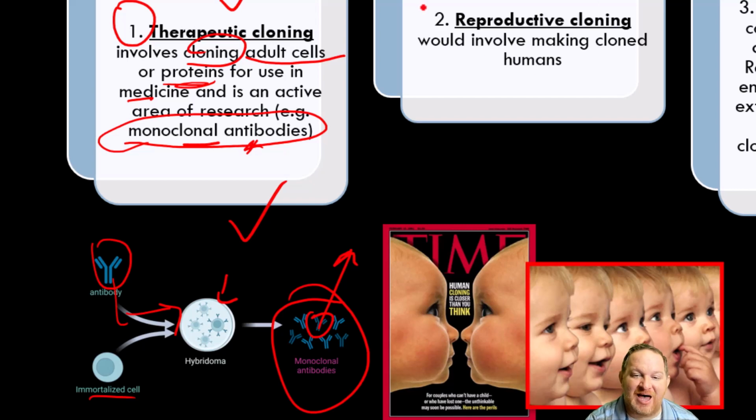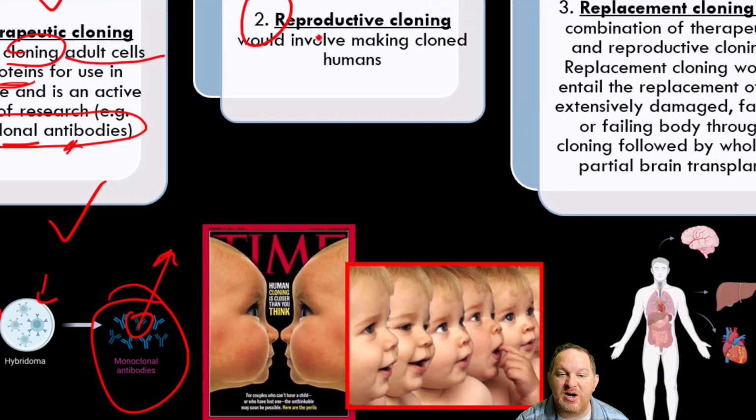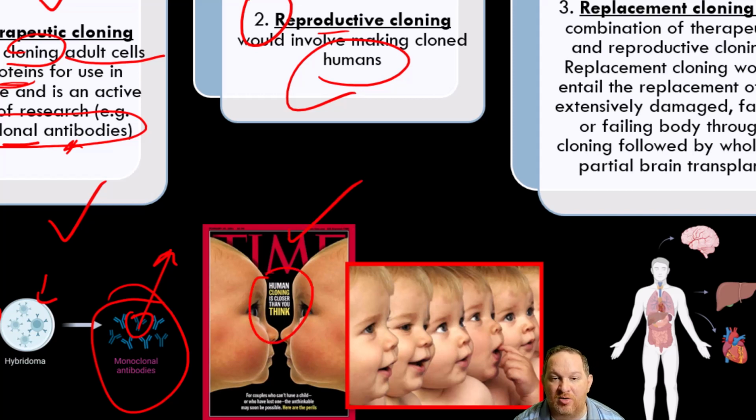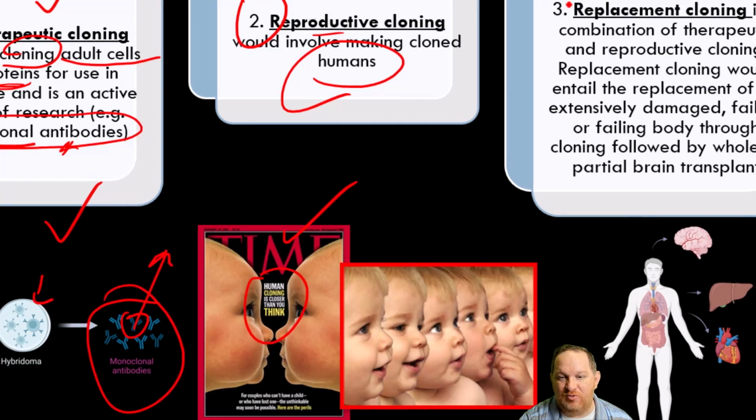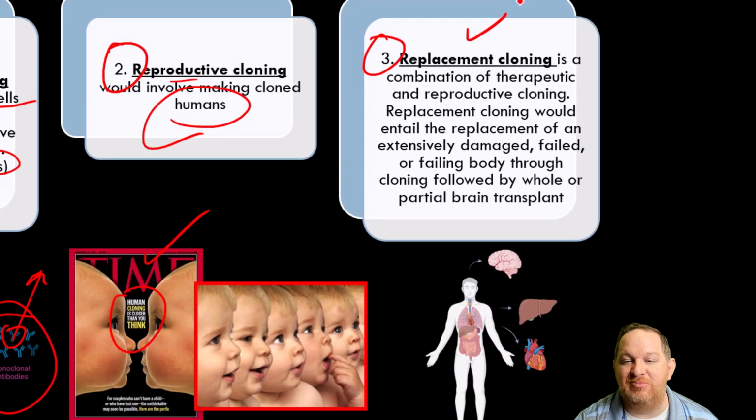Okay, so the second type is what you think of when you think of cloning, right? Reproductive cloning. This is making a whole new human that is a cloned representative of another human, right? So human cloning, closer than you think, right? Time article from several years ago. This is a highly ethical issue, right? That has a lot of debate. Another one which I find really interesting is what we call replacement cloning.